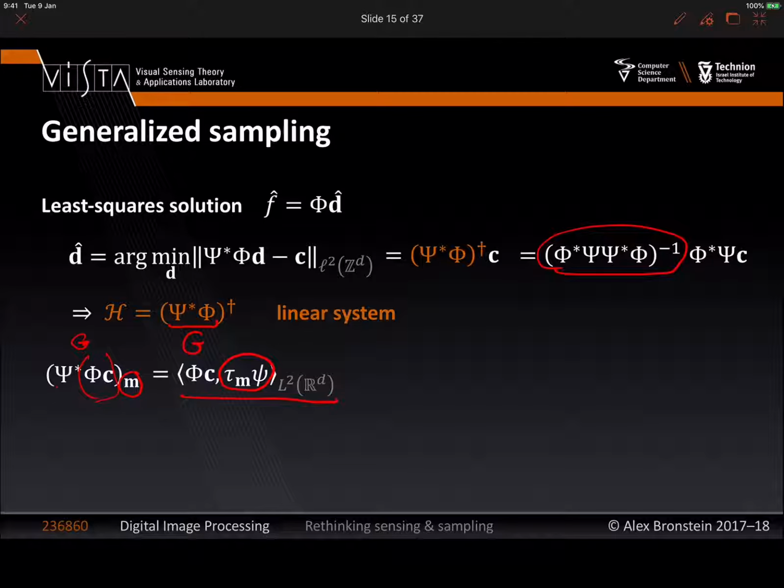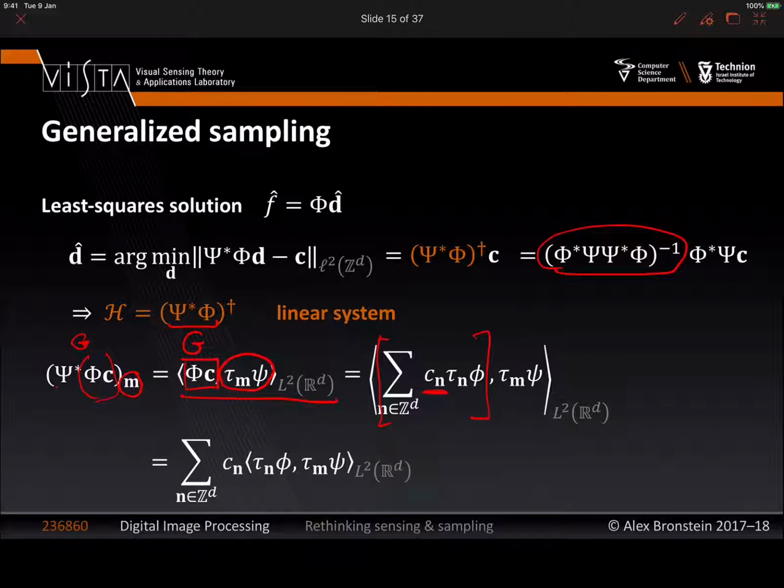Okay, this is how my analysis operator is defined. Let's now substitute this phi c. This is how phi c looks like, right? This is my synthesis operator. I'm synthesizing, I'm taking the superpositions of translated versions of phi with the weights Cn, okay?